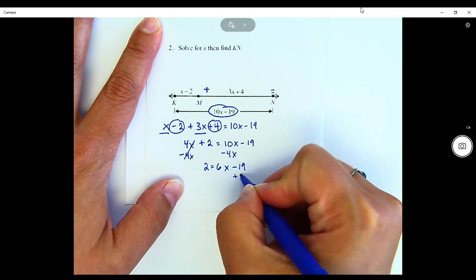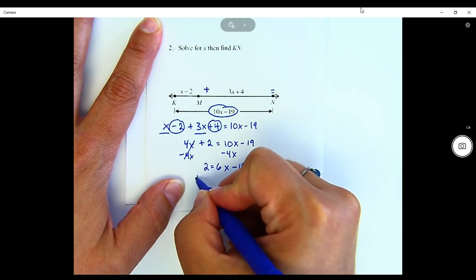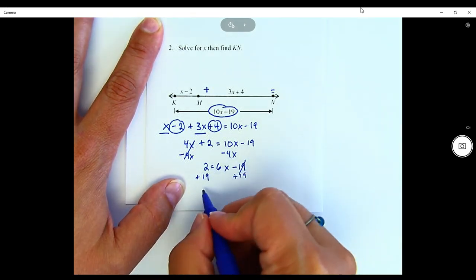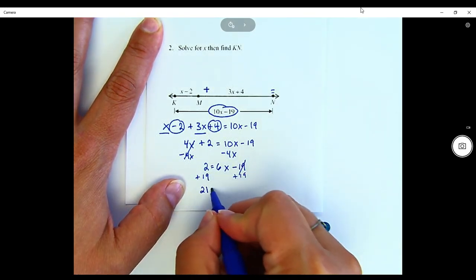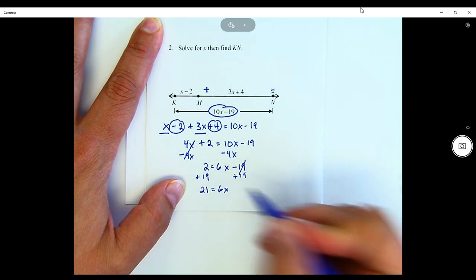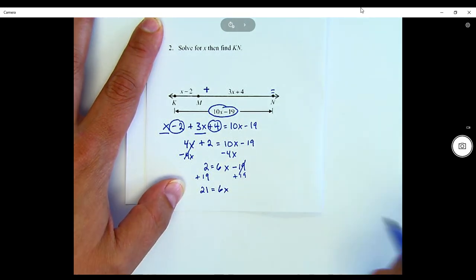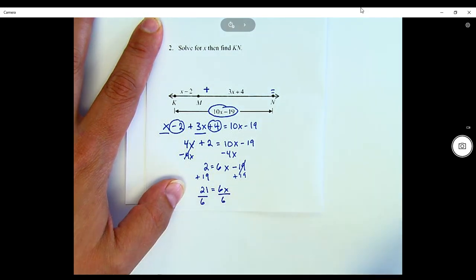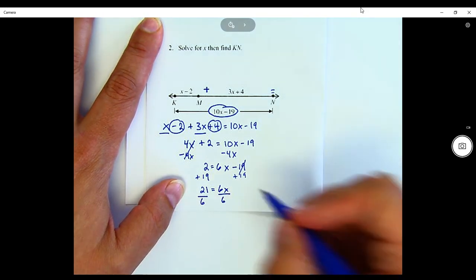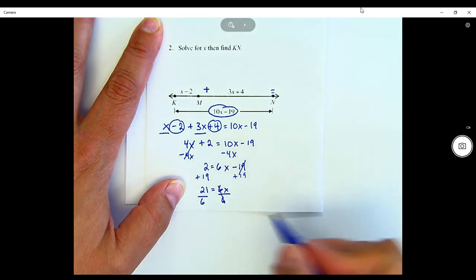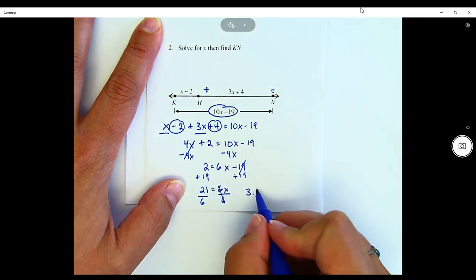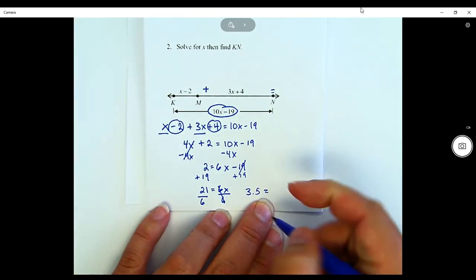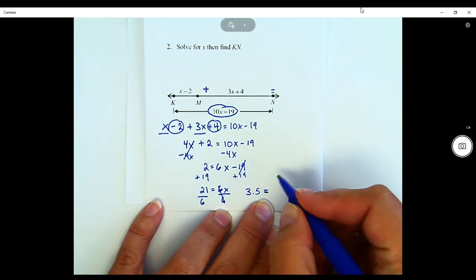I'm going to add 19 to both sides. It cancels over here, and I'm left with 21 equals 6x. To get x alone, we're going to divide by 6 on both sides. These cancel, and I'm left with 3.5 equals, that looks like the letter Z, but equals x.